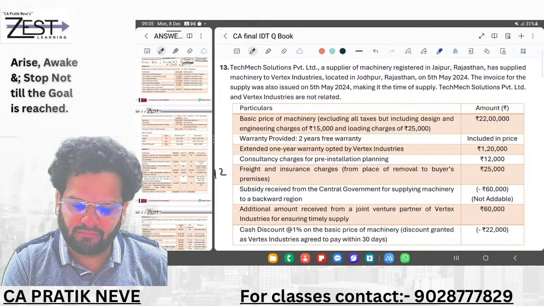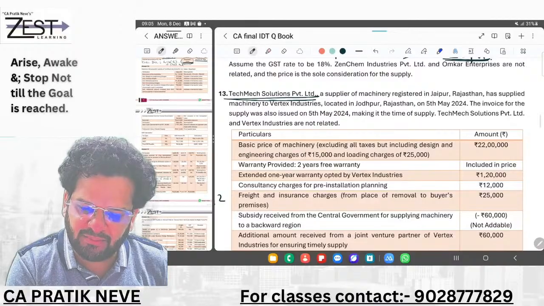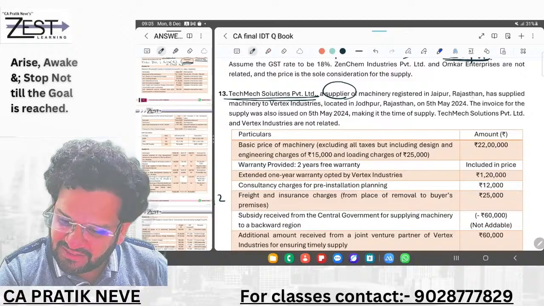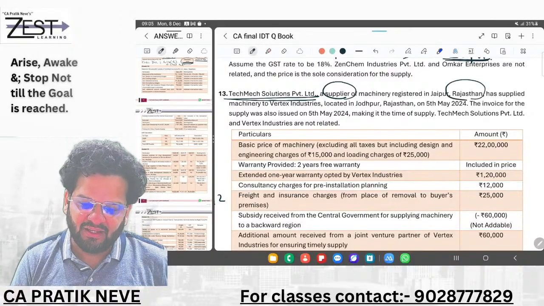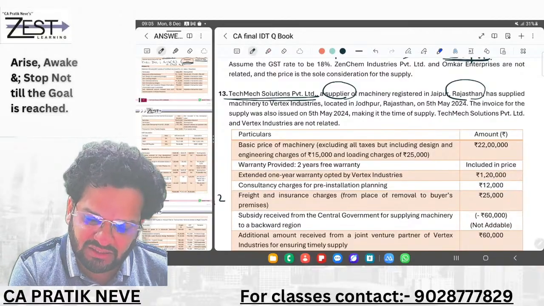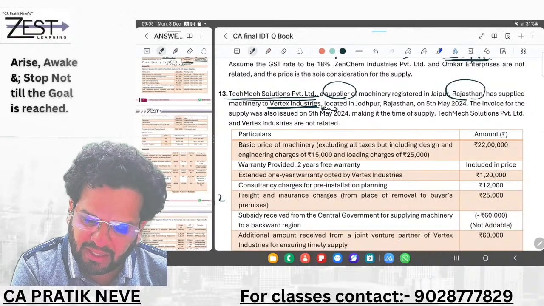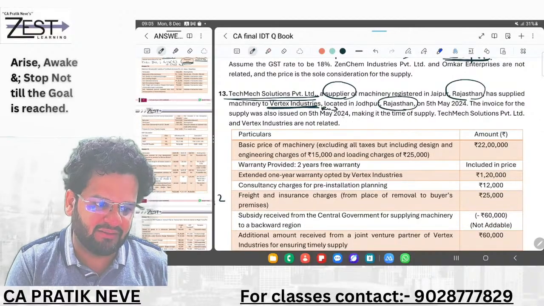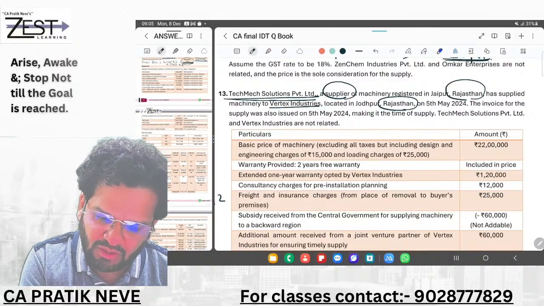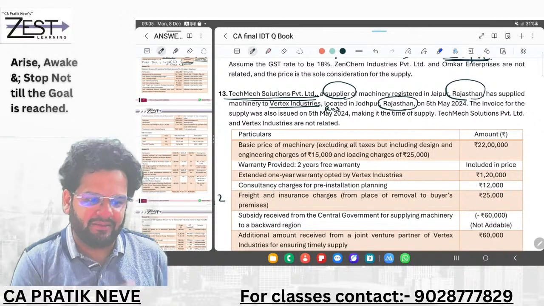TechMech Solutions Private Limited. So they seem to be the supplier registered in Rajasthan. They have supplied a machine to Vertex Industries. So Vertex Industries is the recipient of supply. It is also in Rajasthan. Do you all agree? Very good. Yes, got it. Thank you for the reply.